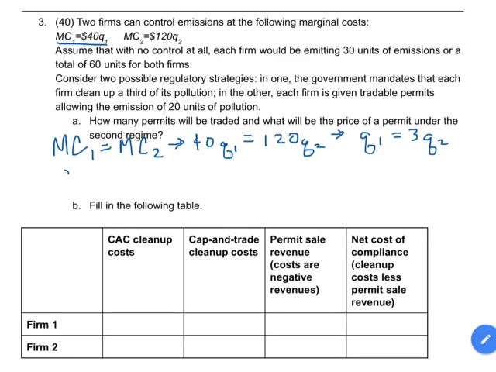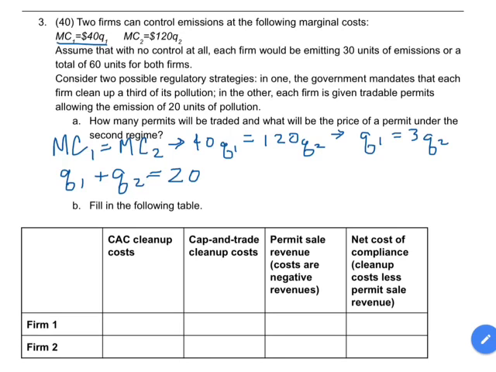We know that Q1 plus Q2 has to equal the amount of pollution we want cleaned up. They were polluting at 60 units. Now they're being asked to cut back by a third down to 40. So they are going to have to clean up 20. Q1 plus Q2 equals 20.